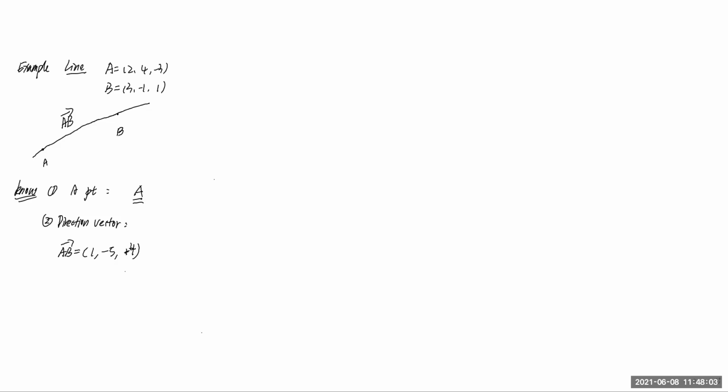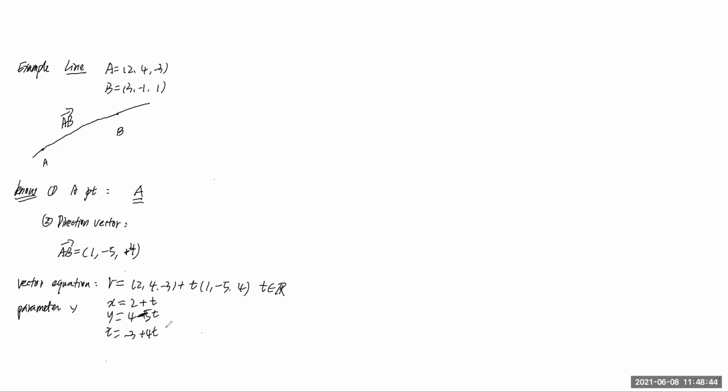After we get this, the vector equation should be r = (2, 4, -3) + t(1, -5, 4), t in R. The parameter equation: x = 2 + t, y = 4 - 5t, z = -3 + 4t. And the symmetric equation: (x - 2)/1 = (y - 4)/(-5) = (z + 3)/4. That's 3 types of equation for the same line.